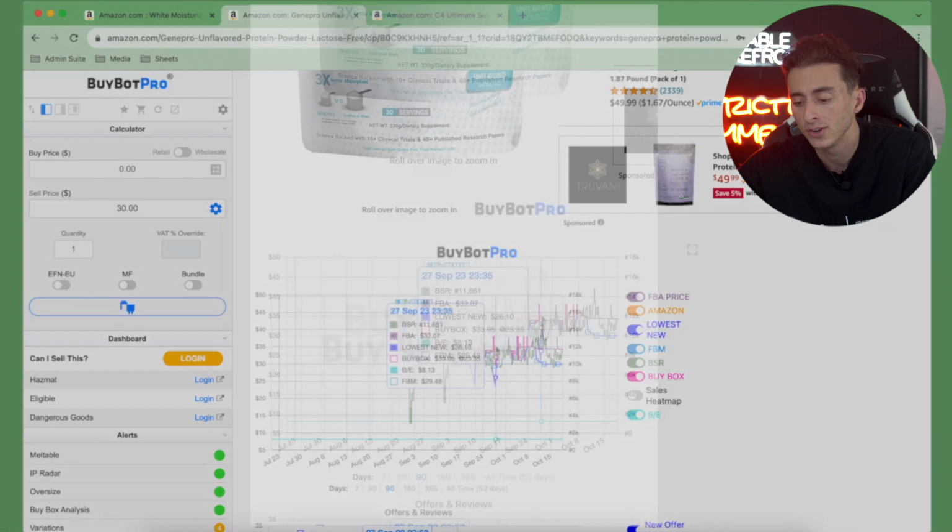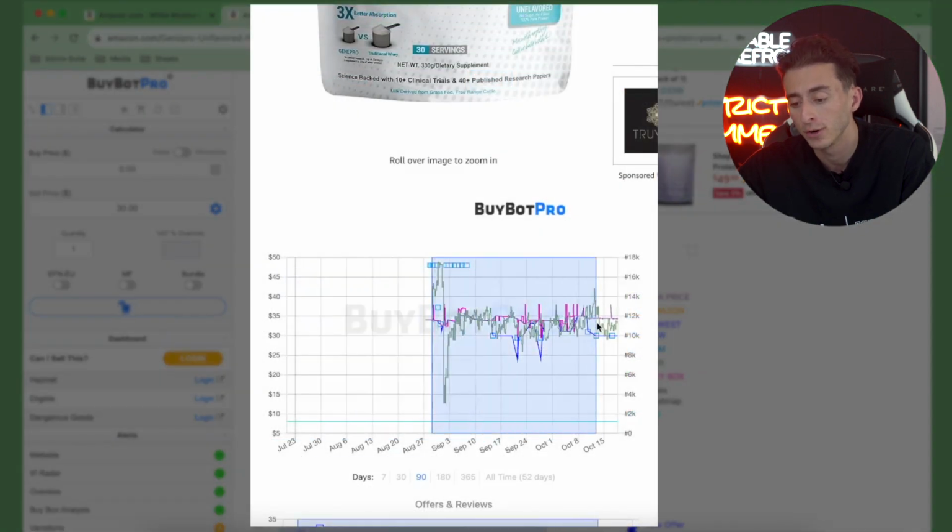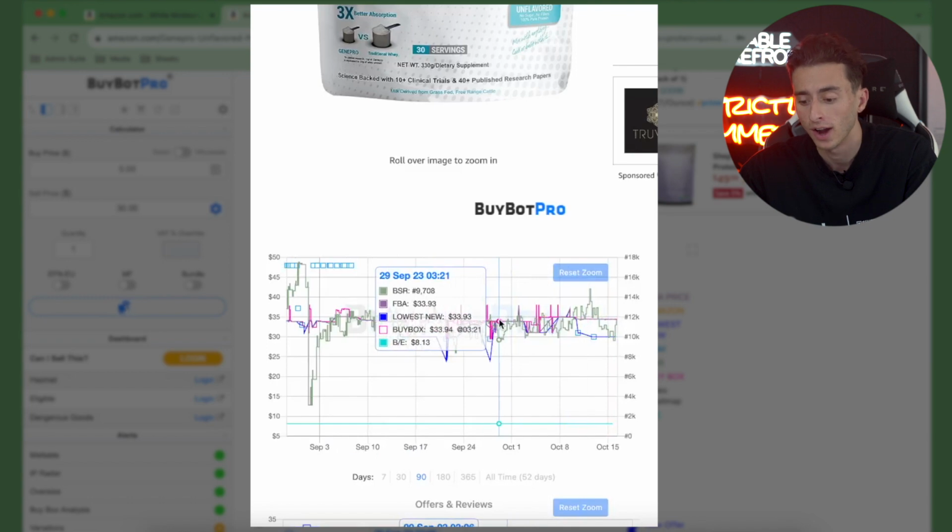But the big thing here is that you can see that this listing is actually heavily third party, and this one is way better than a lot of them.